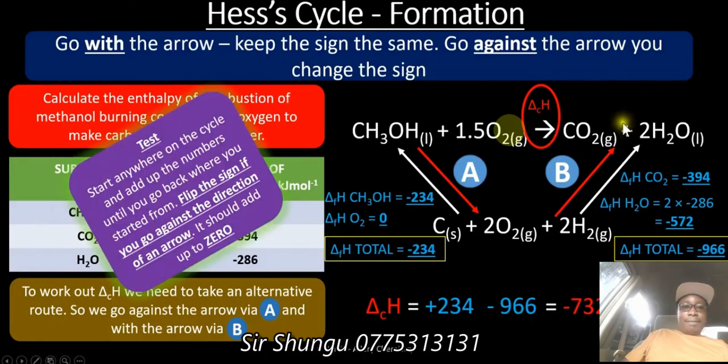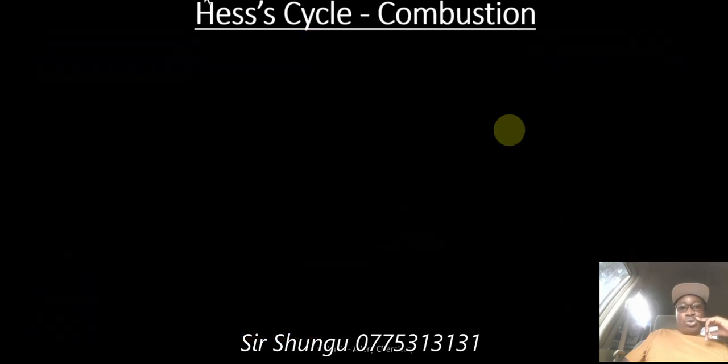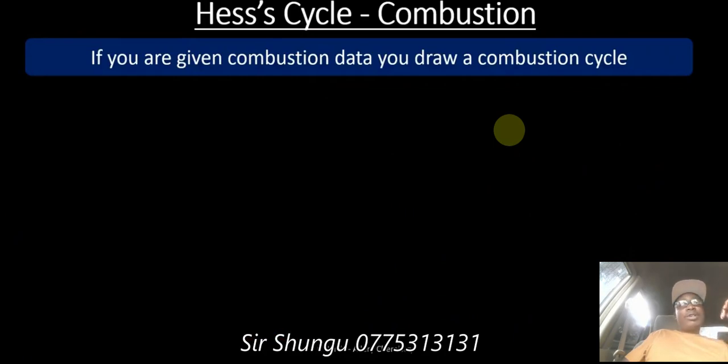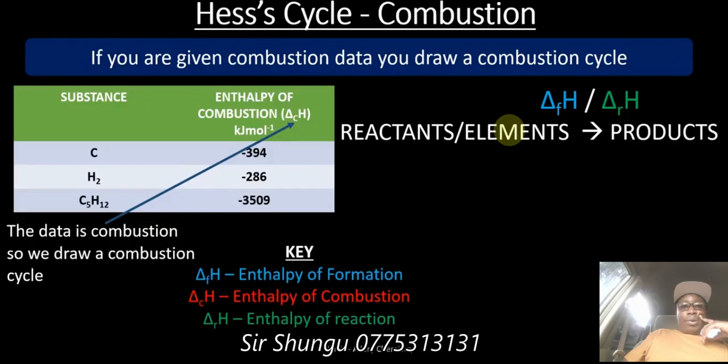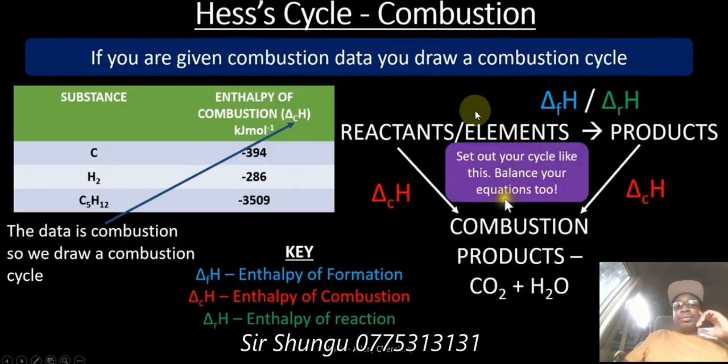Okay, let's go on to our next example. If you're given combustion data, which is the next possibility, you have to check your question. Did it give you formation data? Did it give you combustion data? So when you're given combustion data, then your Hess cycle is going to look like this.